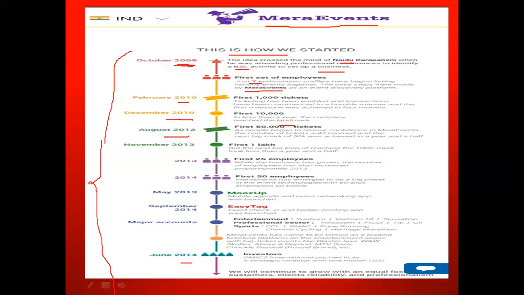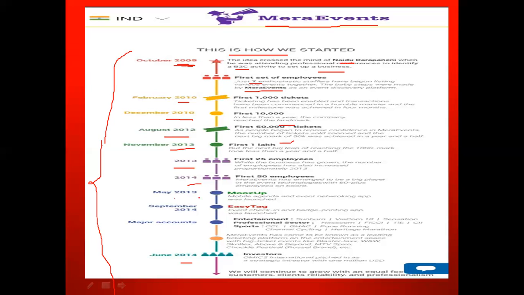Next, in August 2012, the first 50,000 tickets were sold. Next, in 2013, 1 lakh tickets were sold. In 2013, 25 employees were recruited. Earlier, in 2009, the business started with 7 members, and by 2013 the employees increased to 25. Next, in 2014, 50 employees were being recruited.